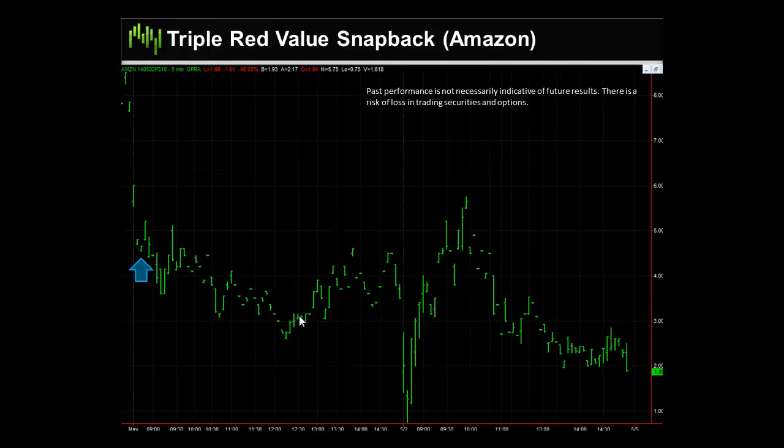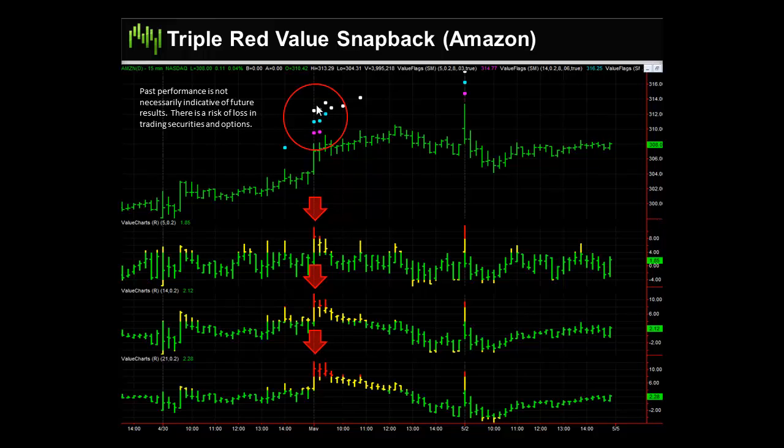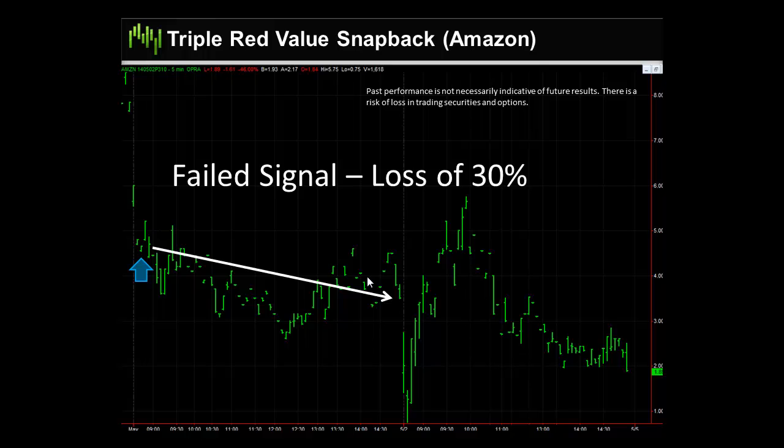Okay, now let me show you an example on Amazon here. This is an example of following our triple dot rules on Thursday, which is May 1st, 1 day before expiration. Expiration Friday is the next day. We have 3 dots here. So it meets our requirements of significantly overvalued across these 3 value charts indicators. However, we see that this is actually a signal that didn't work out.